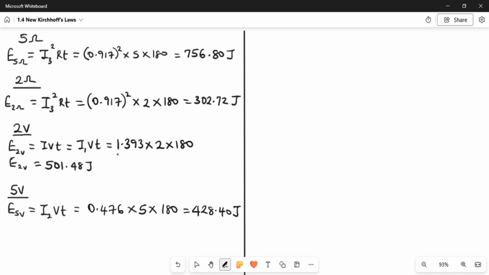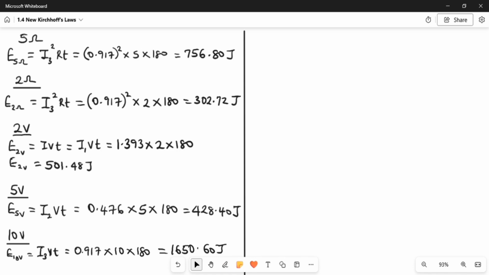For the 10-volt battery, we have that E is equal to the current passing through the 10-volt battery is I3, so we say I3 VT. I3 is 0.917 ampere. V is 10, T is 180. This leaves us with 1650.60 joules.